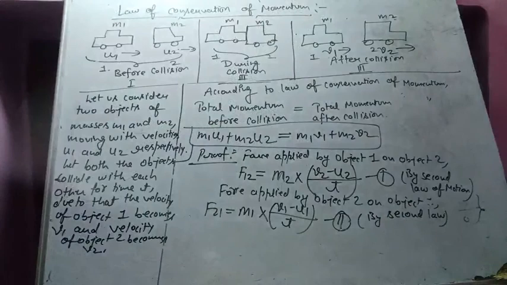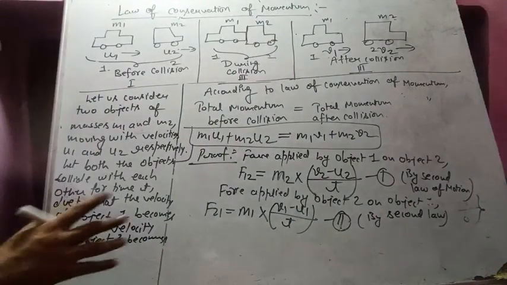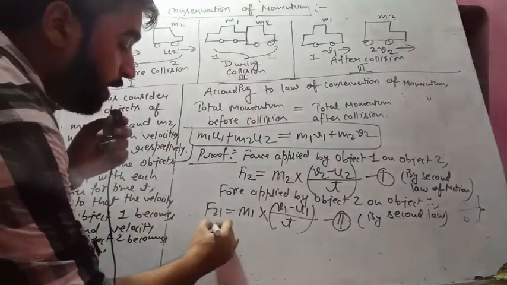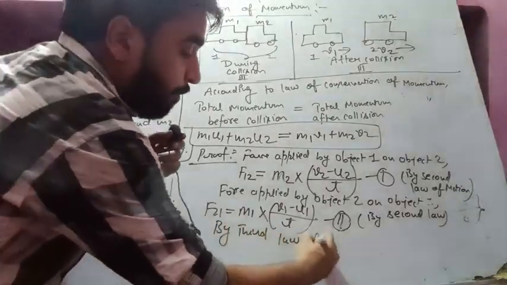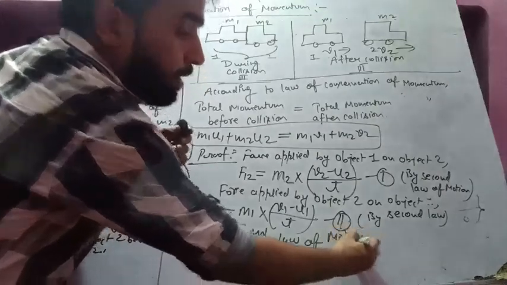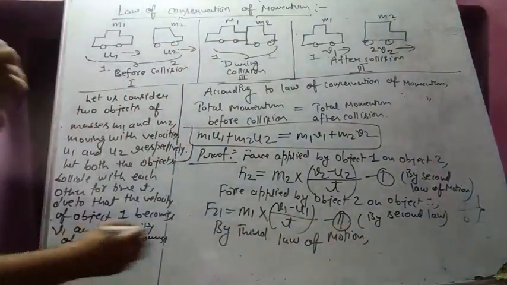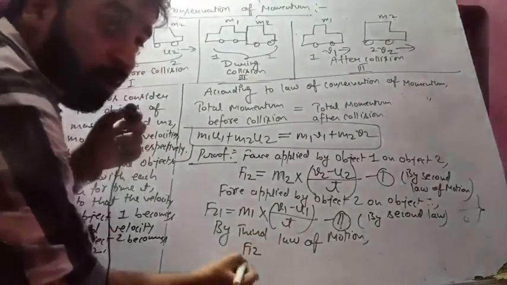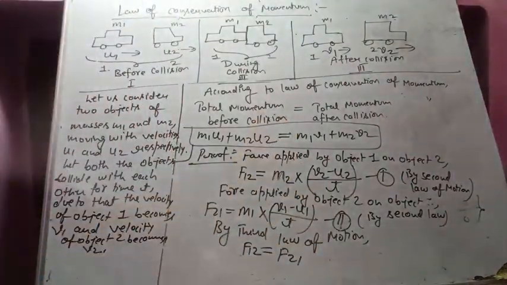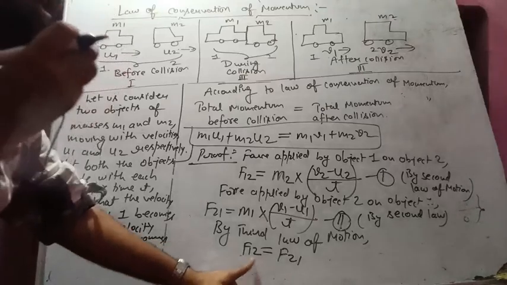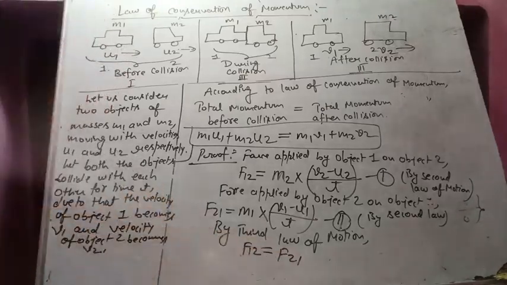Now we have studied one more law, that is third law of motion. What is third law of motion? Right now I have defined it to you. For every action there is equal and opposite reaction. So the force applied by object 1 on 2 should be equal to the force applied by 2 on 1. This is what we have studied today according to third law of motion. Is it clear? So F12 should be equal to F21.